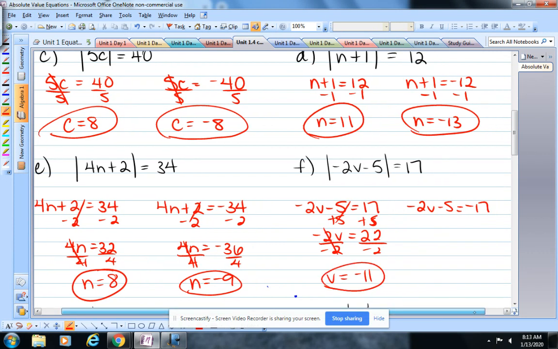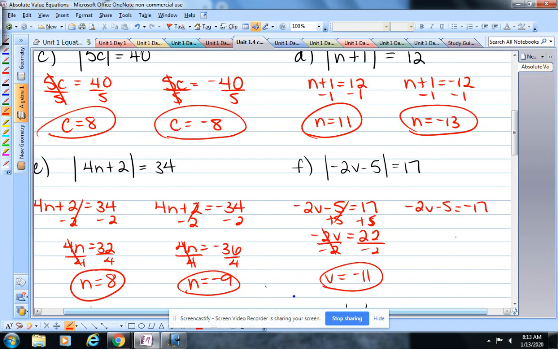And then on the next side, how do I solve for b? Add 5. What's negative 17 plus 5? And how do I solve for b? Divide by negative 2, and b equals positive 6. Very good. So how many answers should we have to an absolute value equation? 2 answers.